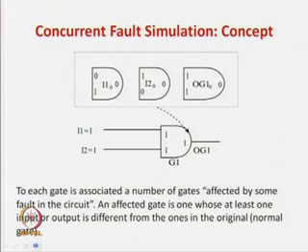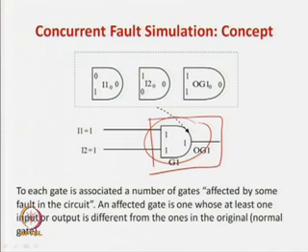Now you will see the basic concept of concurrent fault simulation. Let us take an AND gate. Say this is your AND gate, and you apply 1 1 and the answer is 1. First you have to draw this normal condition. Then you have to draw some versions of this gate which are affected by the different types of faults.